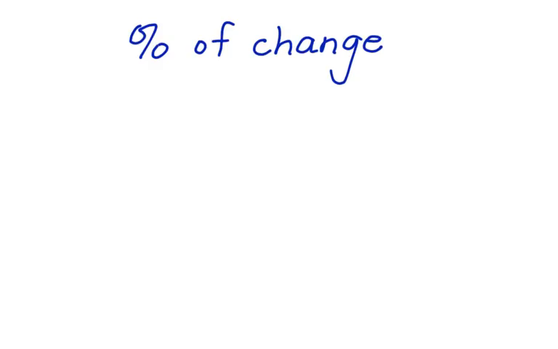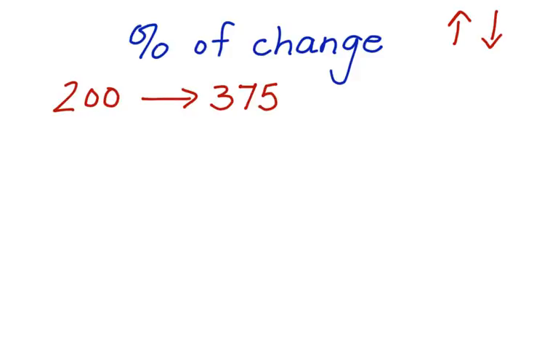When thinking about a percent of change, it can either be an increase or a decrease. In the case of the school lunches, we already know it's an increase. Let's think about what we know from the first screen. 200 students used to buy school lunch. Now, 375 students buy school lunch. We need to figure out the percent of the increase. Let's look at how to do that.